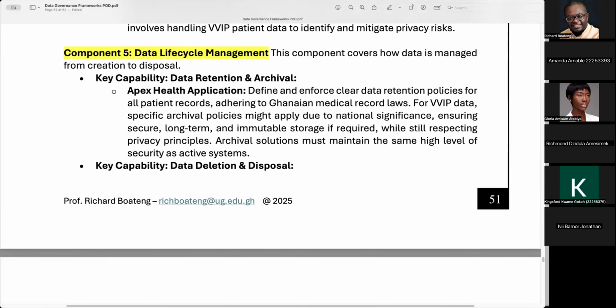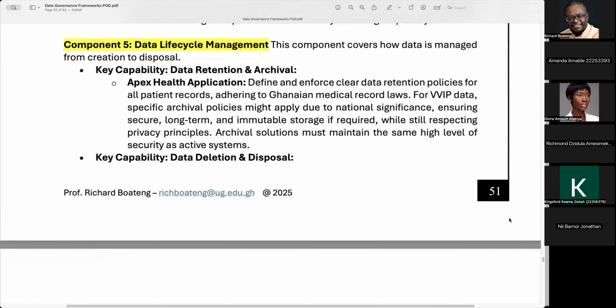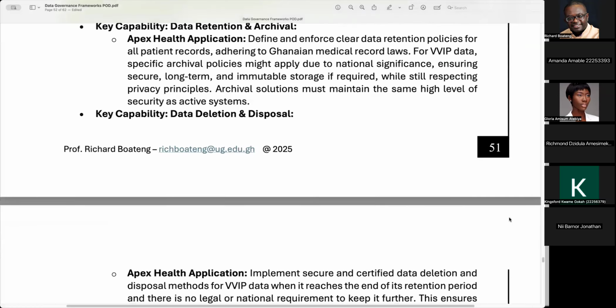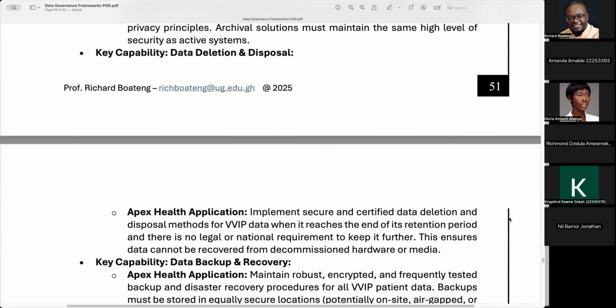Data deletion and disposal capabilities require using secure, certified methods to ensure VVIP data is irretrievably removed from all systems and media at the end of its mandated retention period, assuming no legal or national requirement for perpetual archival exists, preventing any possibility of later recovery. Data backup and recovery capabilities need to ensure robust, frequent, encrypted, and regularly tested backups for all critical systems holding VVIP data, with backups stored in secure, geographically separate locations, potentially including on-site vaults, air-gap storage, or secure off-site facilities within Ghana, and clearly defined achievable RTO and RPO targets documented and tested.